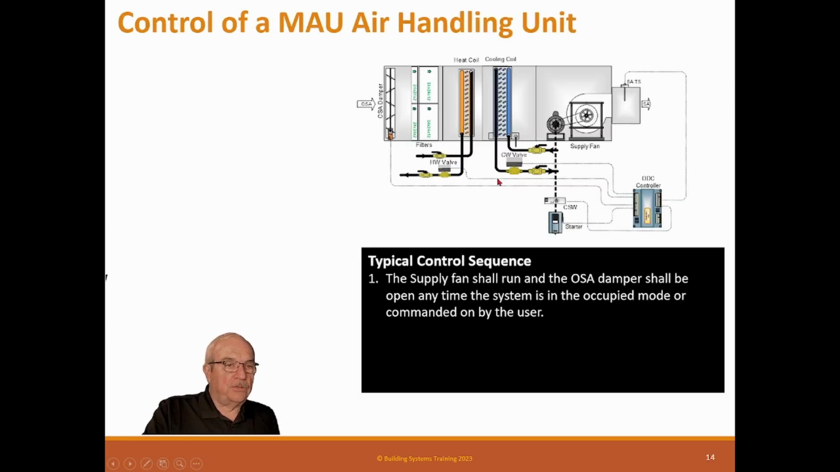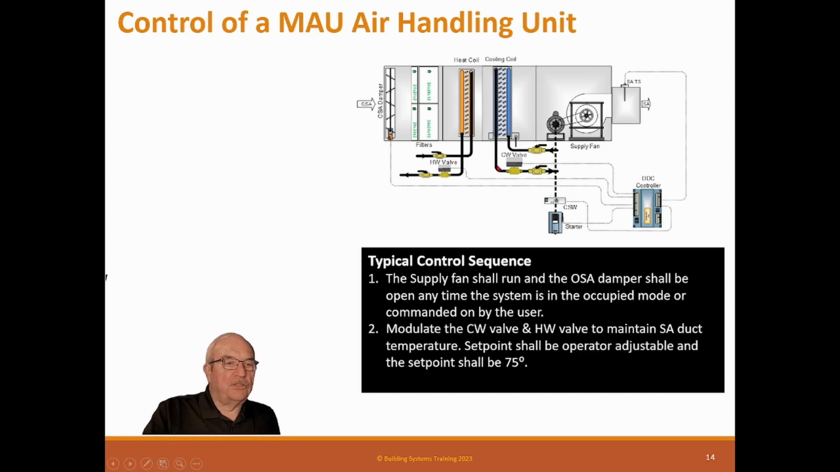Okay, control of these units, of course. Supply fan runs, and the outside air damper shall be open anytime the system is in the occupied mode. So when they occupy it, it comes on, that opens, and it's tempering air. Modulate the chill water valve and hot water valve to maintain supply air duct temperature. Set point should be operator adjustable, and the set point should be 75 degrees.